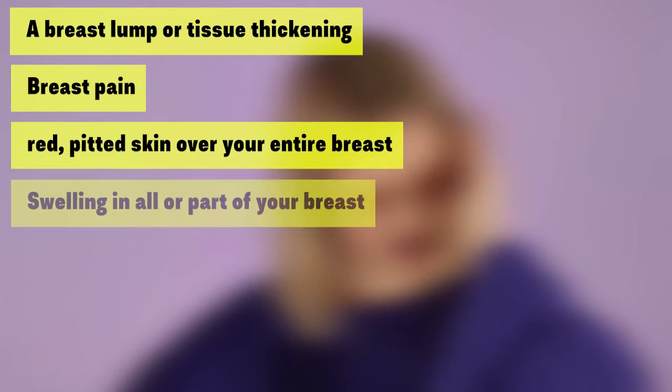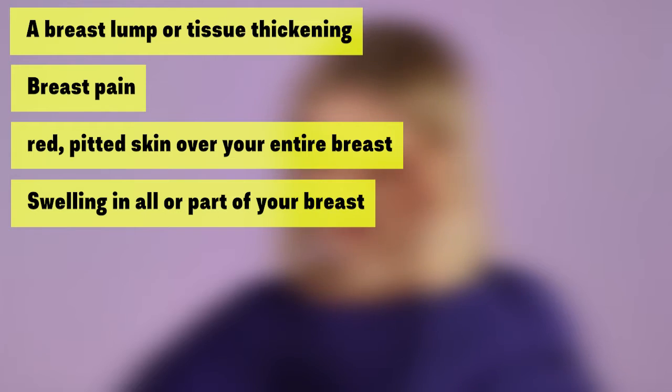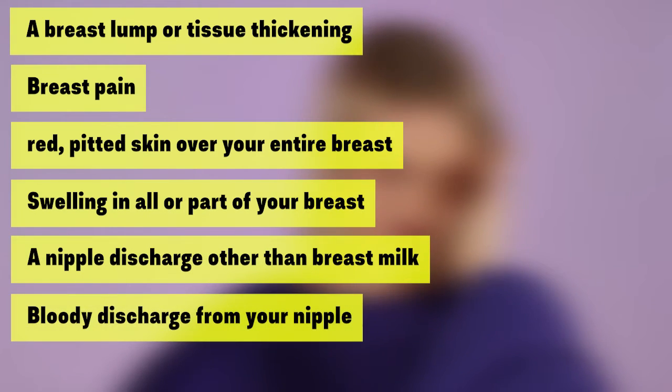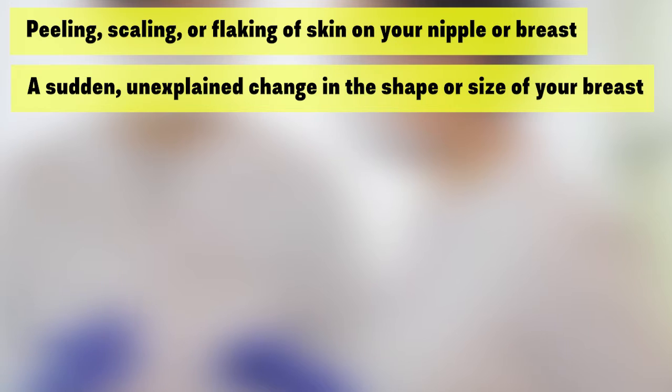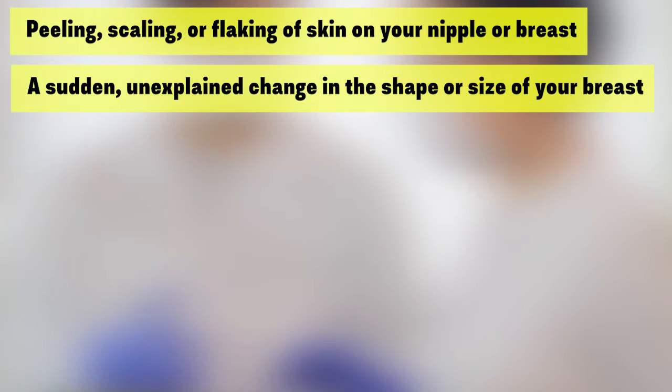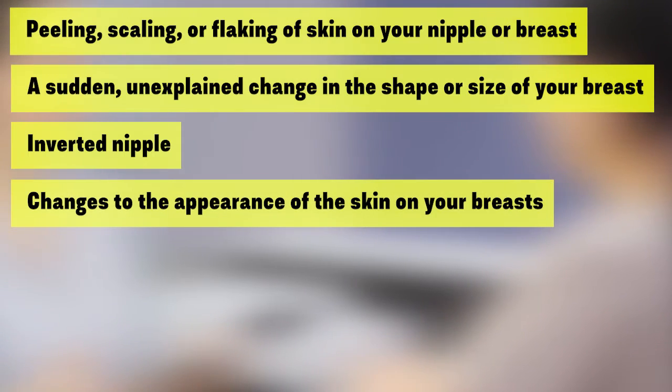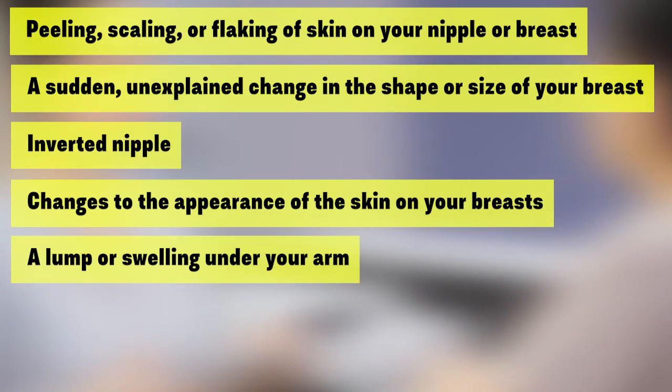Red, pitted skin over your entire breast. Swelling in all or part of your breast. A nipple discharge other than breast milk. Bloody discharge from your nipple. Peeling, scaling, or flaking of skin on your nipple or breast. A sudden, unexplained change in the shape or size of your breast. Inverted nipple. Changes to the appearance of the skin on your breasts. A lump or swelling under your arm.